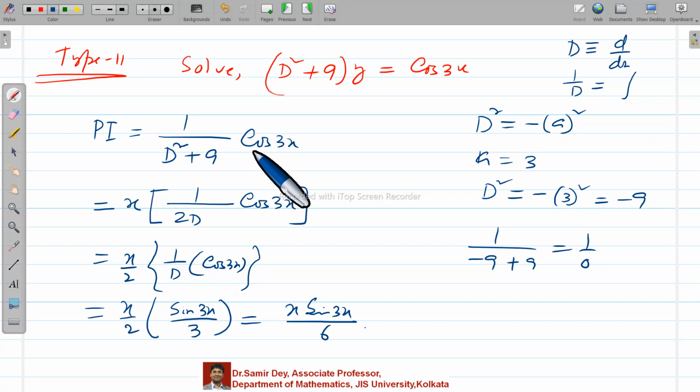I have received one question from the chat box, someone is asking, sir, what if I get 0 again? This process will continue until and unless your denominator is coming non-zero. If the lower denominator part in the expression is coming 0, then again you have to write x into the derivative of the expression. Clear?